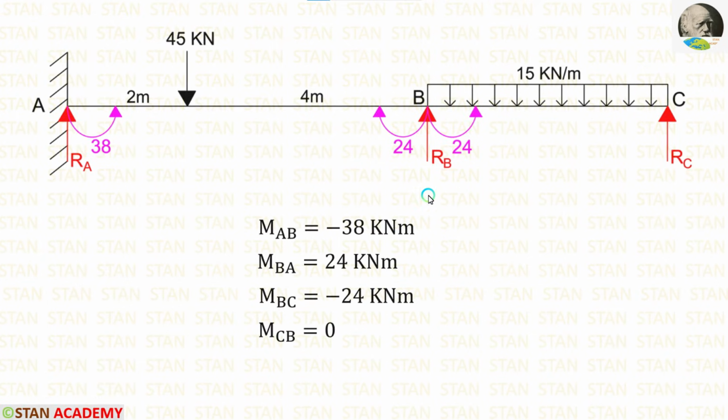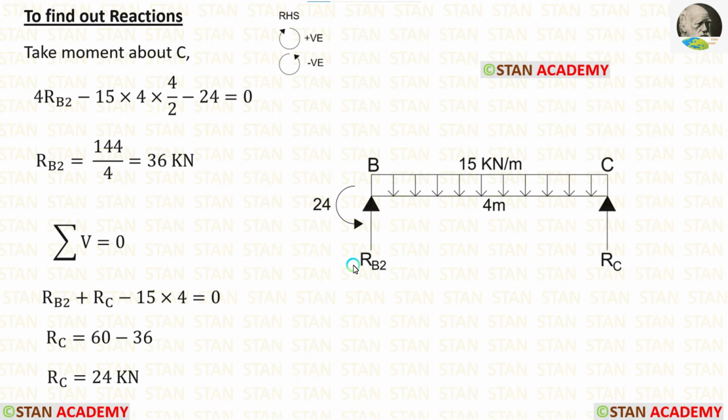Now, let us take the span BC and find out the reactions. In the span BC, we are having only one moment, MBC, which is acting in the anti-clockwise direction. In this span, first I am going to calculate RB2. For that I am going to take moment about C. In this case I am moving towards right hand side. Clockwise will be positive, anti-clockwise will be negative.